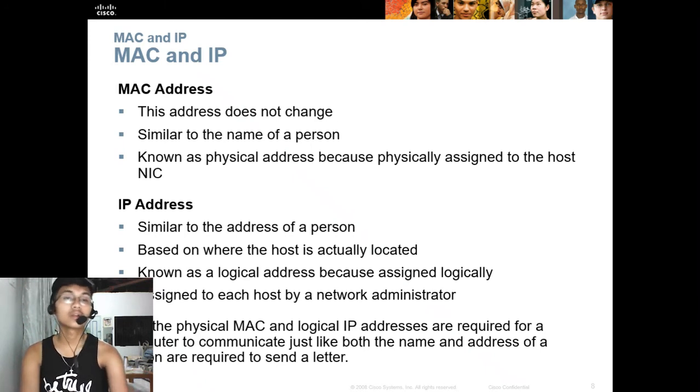So these two addresses are part of the addressing on the devices, and of course they need to meet some of the requirements before being used.